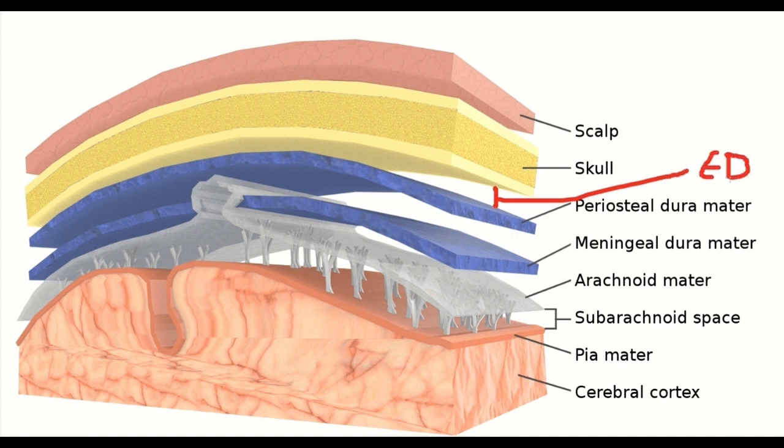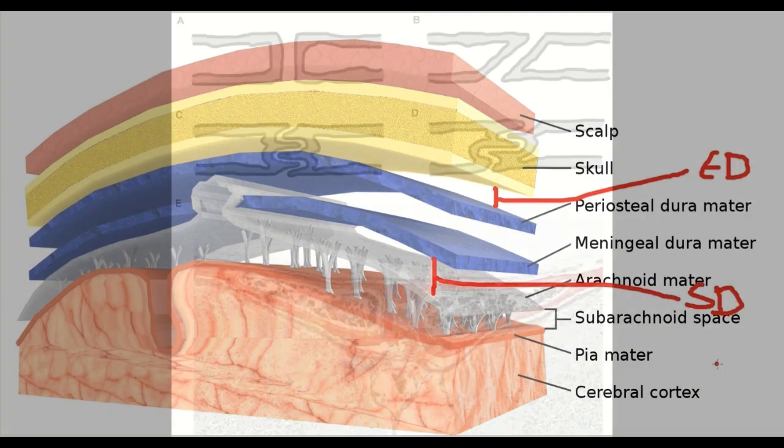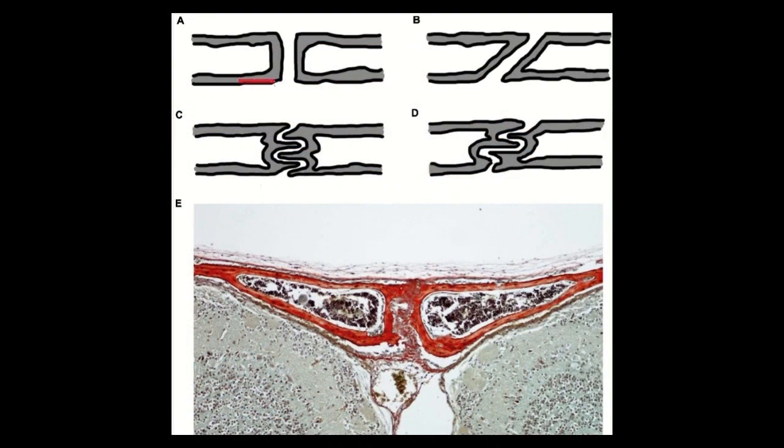The potential space between the periosteal layer and the skull is called the epidural space, and the potential space between the meningeal layer and the arachnoid mater is called the subdural space. The thing to know about the periosteal layer is that each cranial bone has its own periosteal layer, so at the point of sutures the periosteal layer is really strongly adherent to its own bone, which means the epidural space across a suture is not continuous because there is no communication between the two spaces.